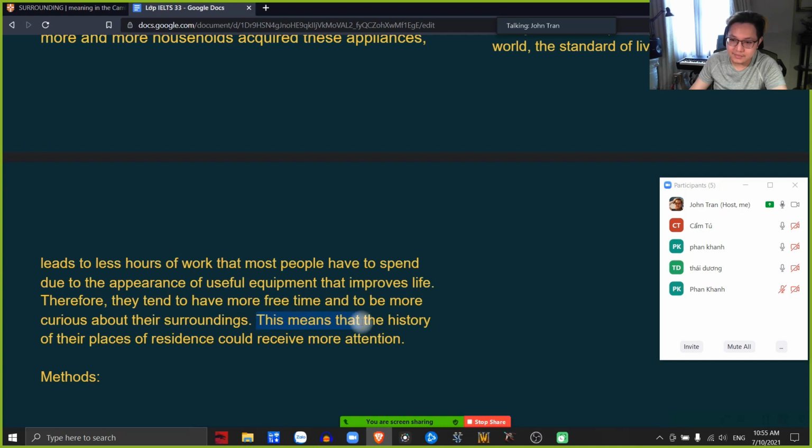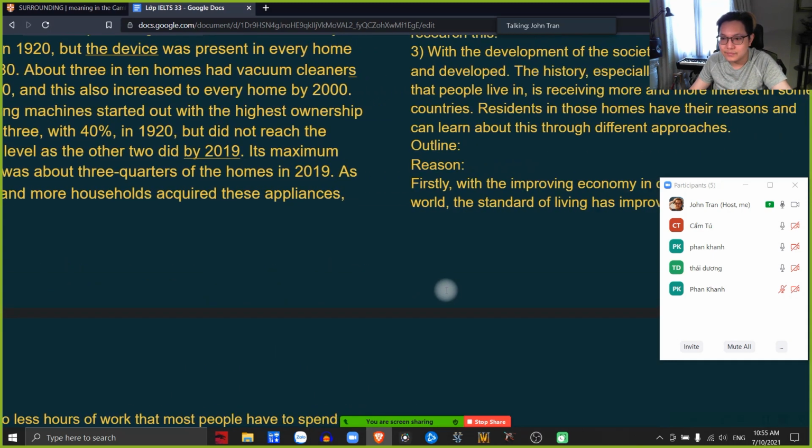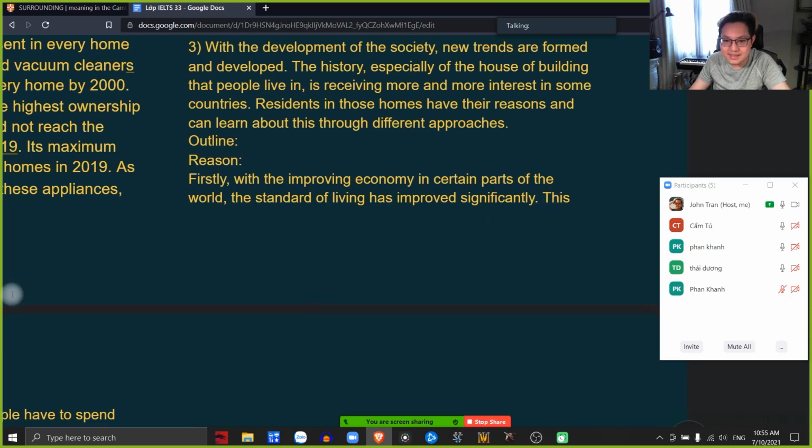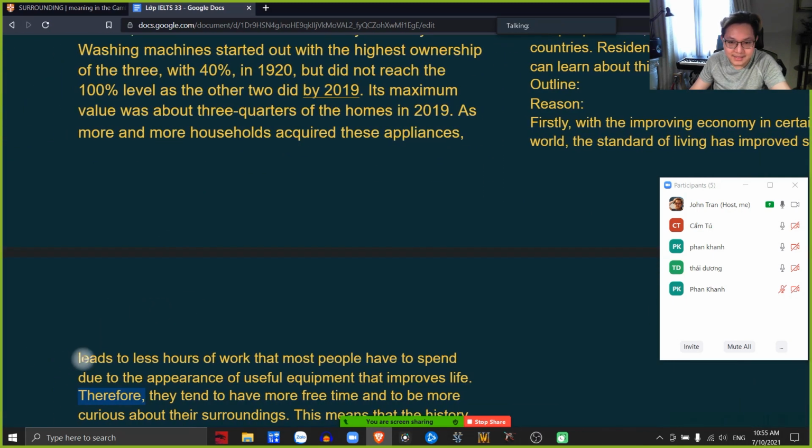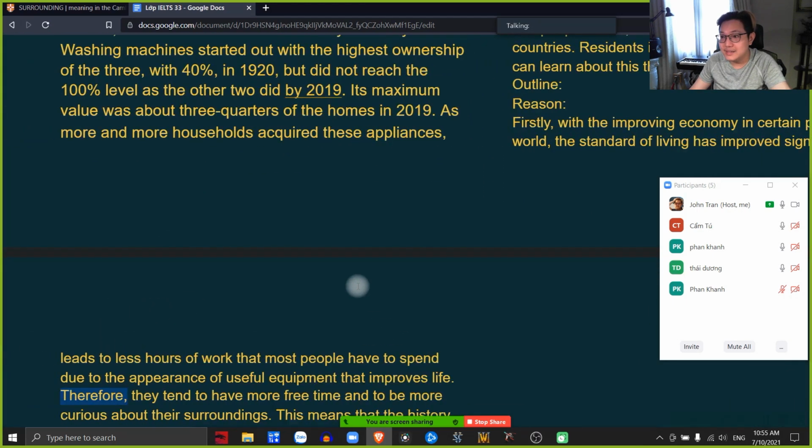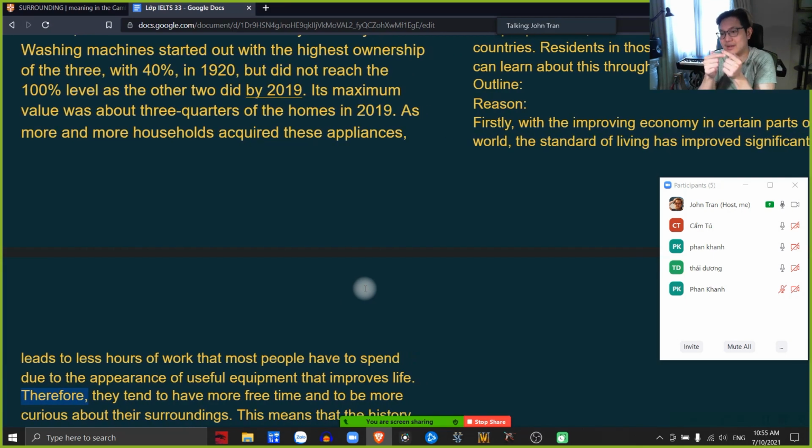And remember, you need to have these kind of words. Các bạn cần phải có những cái từ nối như thế này. You need to have these kind of words to link ideas together. Therefore, this means that, this leads to, see, you need these words to link ideas together. Các bạn cần những từ nối để liên kết các ý tưởng lại với nhau.